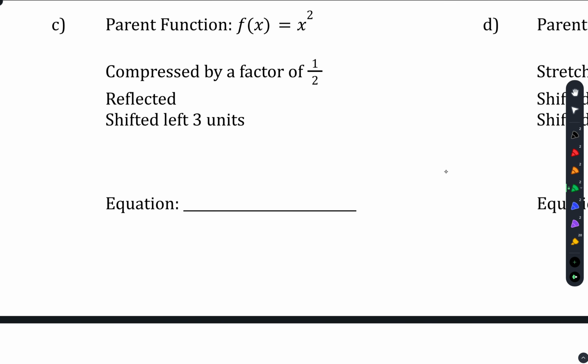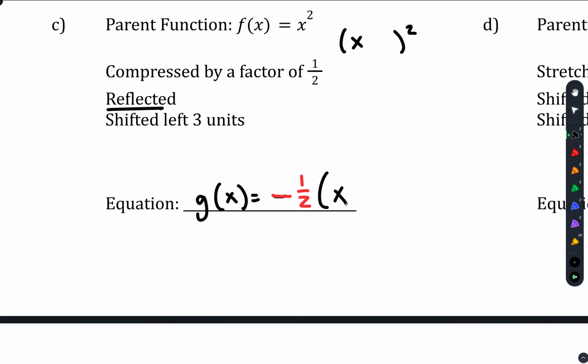Letter C, my parent function is f of x equals x squared. Remember, when I have an x squared, I need to move it over and have some room for that h value to go next to it. So when we write our equation, I'm going to start with its name. Do I have an a value? I think I do. What's the a value here? Negative, because it's reflected, and the 1/2. That's my a value. I've got x.